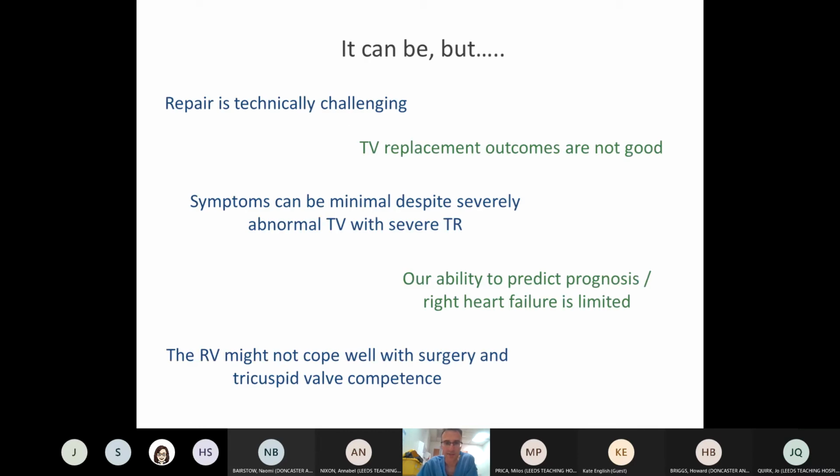So can you fix Ebstein's? The answer is you can fix it, but technically it's not easy to do so. It's challenging surgery.